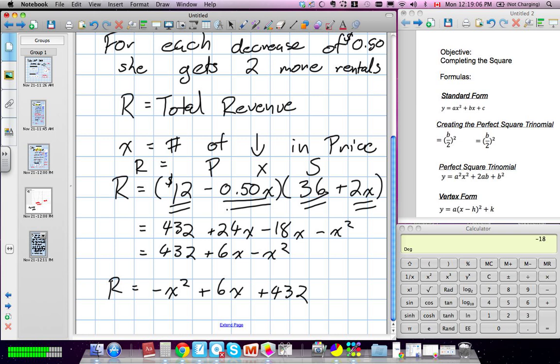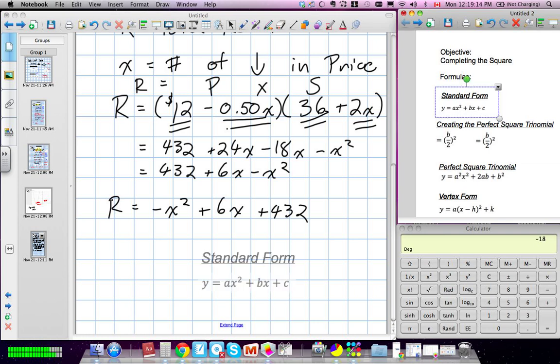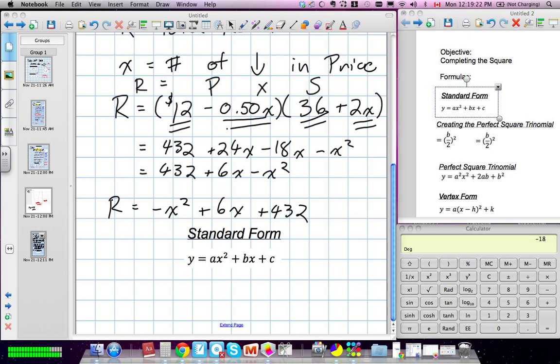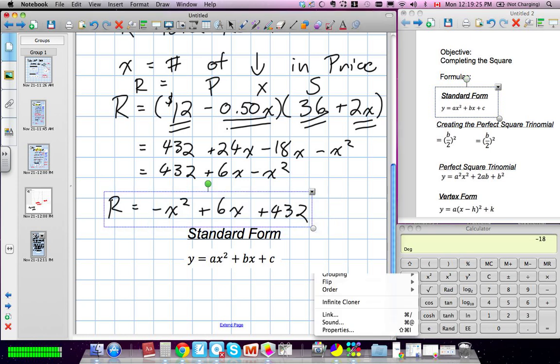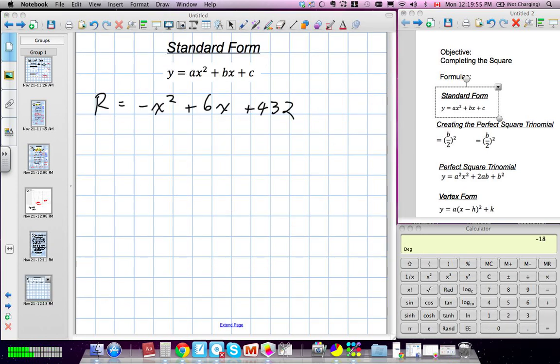Now that we're in standard form, we can work on completing the square. I'm going to work with it on the next page. So we're in our standard form, and we need to maximize revenue. In other words, we need to find the vertex of this parabola. We're going to divide the first two terms by the factor of a, whatever that is. In this case, it's negative 1. So we're going to divide each of these by negative 1.